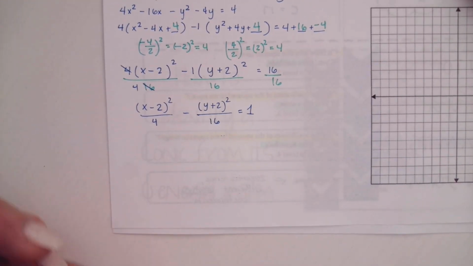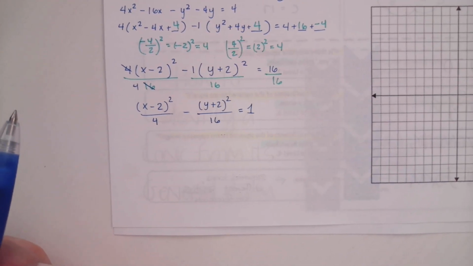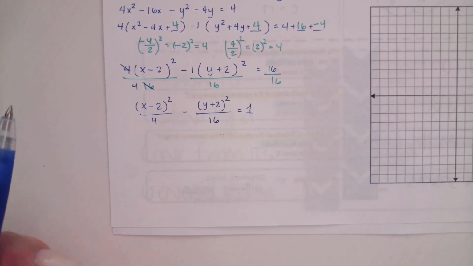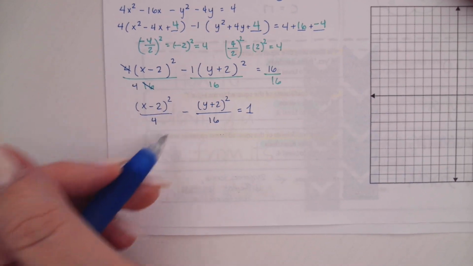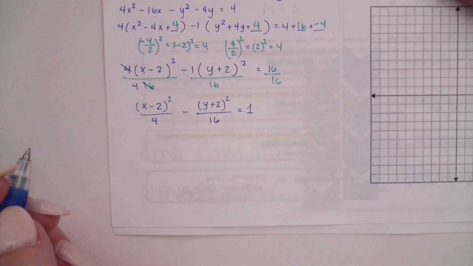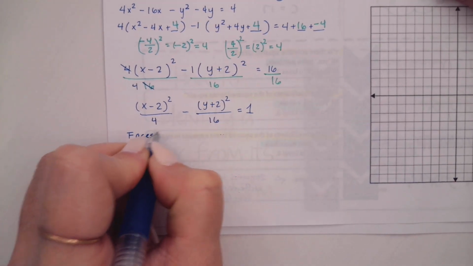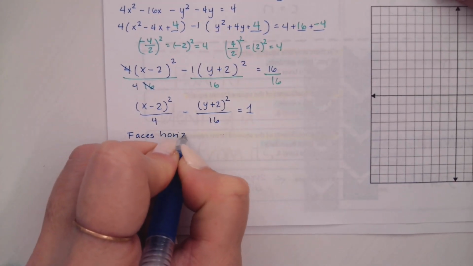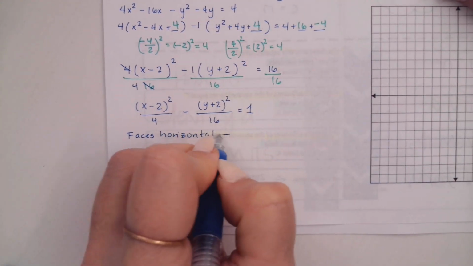Can we tell which way this one's going to face? It's going to be up and down. Which way does the x-axis face? The x-axis faces left and right, so it's going to be left and right. Yes, if x is positive, that means left and right.